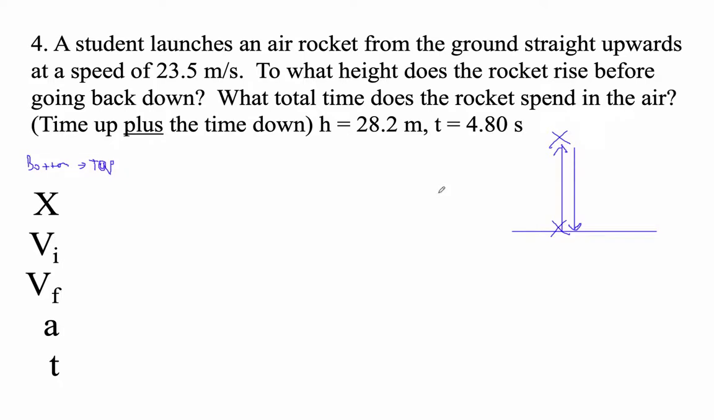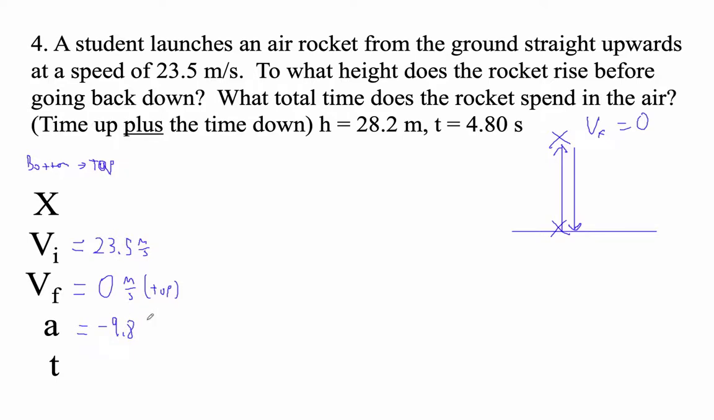Okay, so straight upward at a speed of 23.5 meters per second. So our initial velocity is 23.5 meters per second. Our final velocity at the top is 0, because if it's not 0, it's not at the top, is it? Okay. Our acceleration all the way up is negative 9.8.